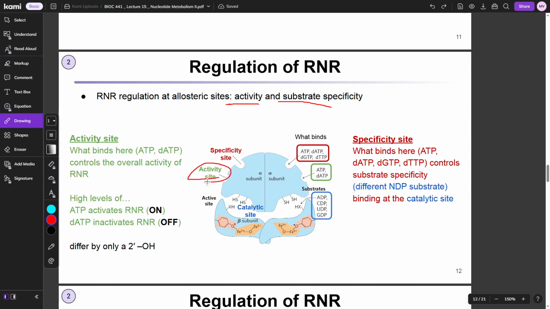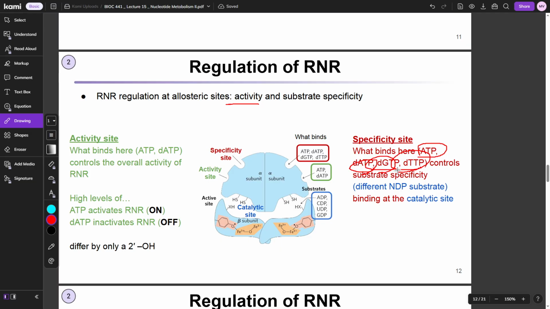The activity site is RNR on or off? The specificity site is what decides which nucleotides bind into the catalytic site. So here we can bind ATP, dATP, dGTP, or dTTP.